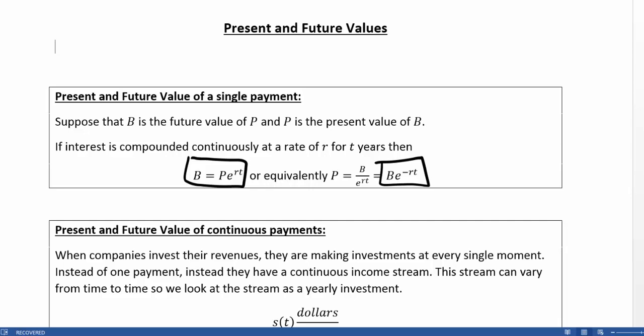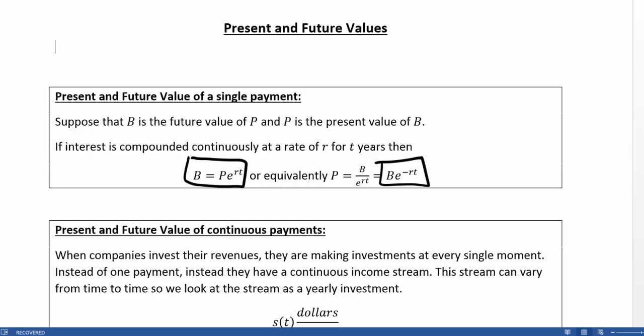So if we wanted to know how much money we would need to invest today to have a certain amount of money in the future, then using the present value equation would be the right one. In both of these scenarios, we're making a one-time lump sum investment and seeing how that money changes over time.